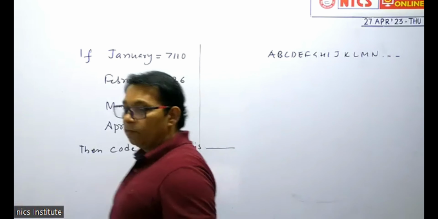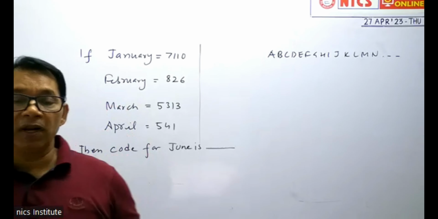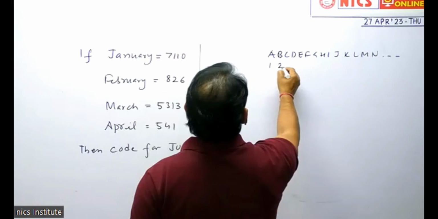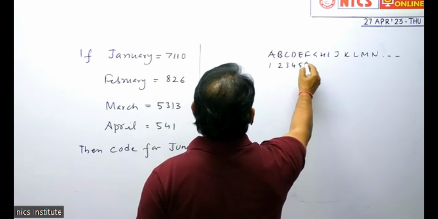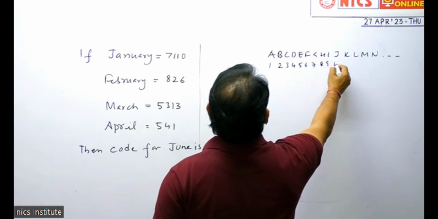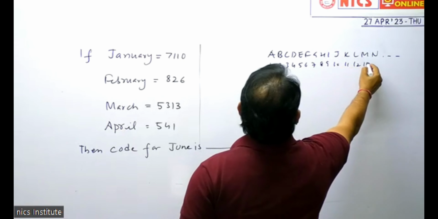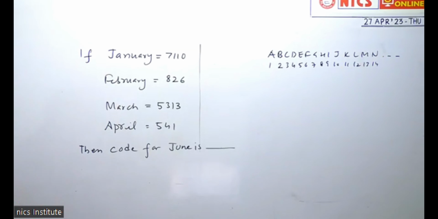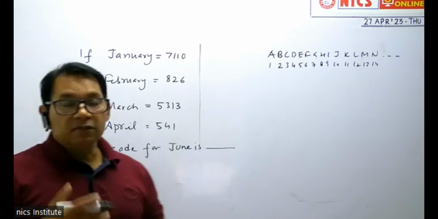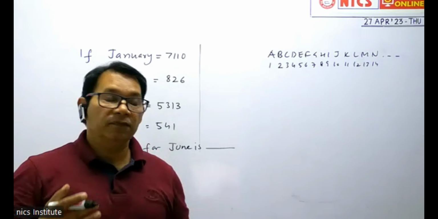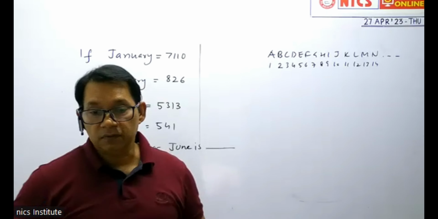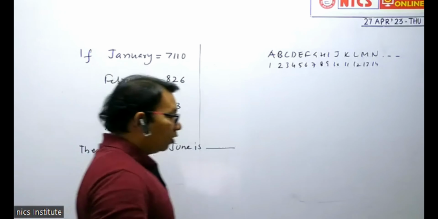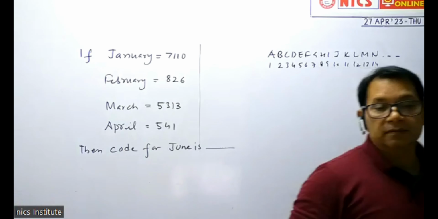Many times in coding, what we do is we do the numbering for alphabets also. Like if you do the numbering, A is 1, B is 2, C is 3, D is 4, 5, 6, 7, 8, 9, 10, 11, 12, 13, 14. It could be the other way around also. There could be coding for months also, like January first month, February second month, third month, like that also. It could be in the reverse order also. So take that into account and you can get the answer.